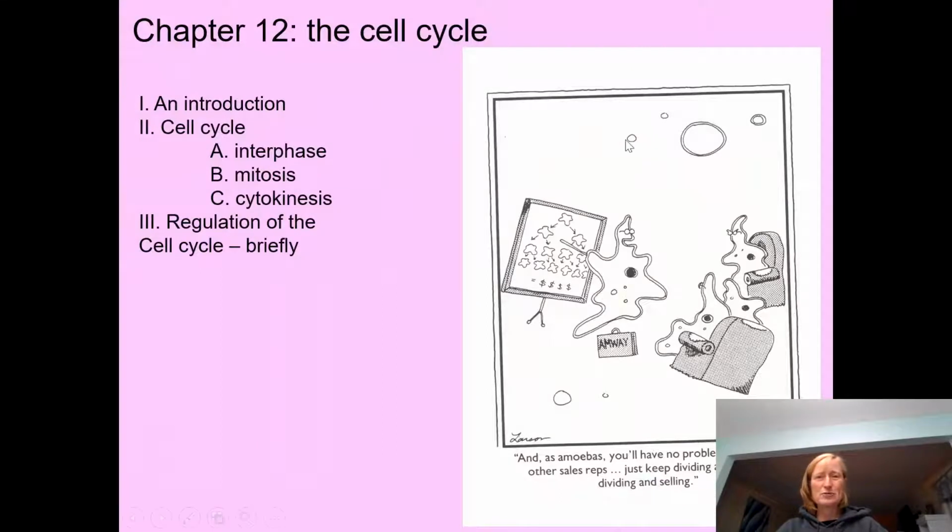And I start with a cartoon from Gary Larson. Gary Larson is an old cartoonist, but he wrote The Far Side and has a lot of really fun biology cartoons. So anyway, here's an Amway representative, and that's what I kind of like about this because Amway is founded in Grand Rapids, right? And so with me, Buzz, you'll have no problems recruiting other sales reps. Just keep dividing and selling. You get this kind of pyramid scheme going. That's kind of fun. Okay, we are not going to focus on amoeba cell division.